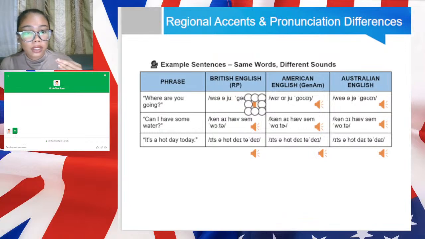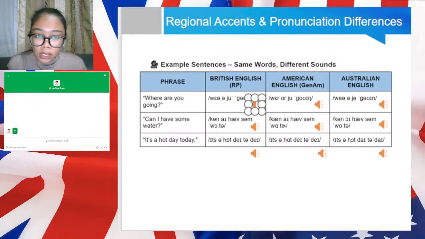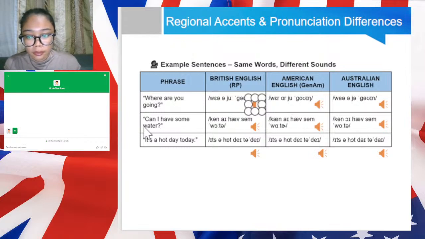Notice how the letter R sound in the word "where" is often softer or almost dropped, and then the U in "you" is just a clear U. Again. Where are you going?